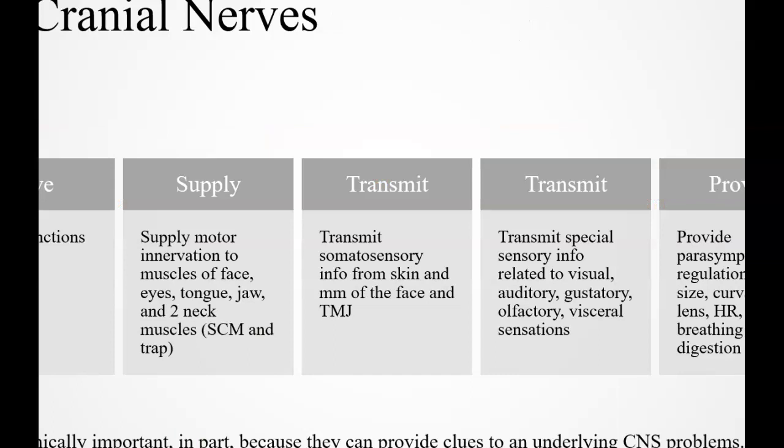So again, four basic functions for the cranial nerves. They supply the motor innervation to muscles of the face, the eyes, the tongue, the jaw, and two of the big neck muscles, the sternocleidomastoid and the trapezius. They also transmit some amount of sensory information from the skin and muscles of the face and the TMJ.